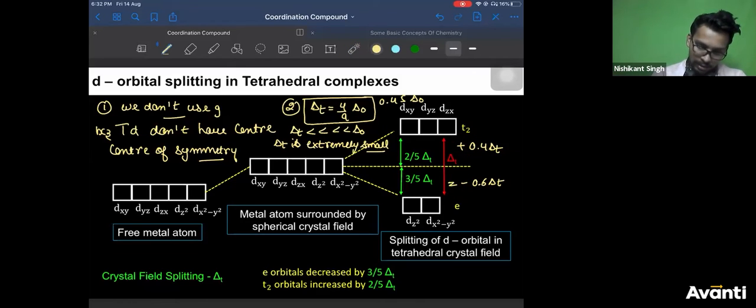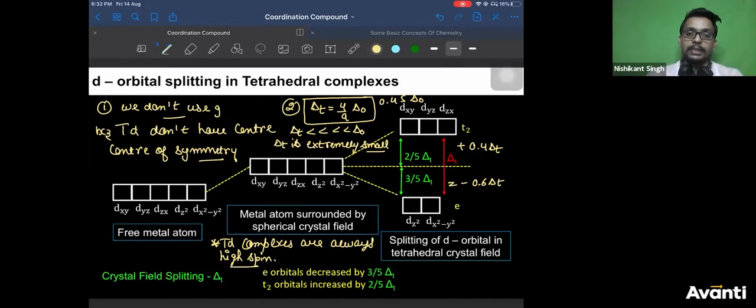That means tetrahedral complexes are always high spin complex. They are never low spin complex. It can be a 1 mark question in your board exams also, right? So tetrahedral complexes are always high spin complex. Remember this. This is very, very important. Okay? So this is what I wanted to tell you in tetrahedral geometry.